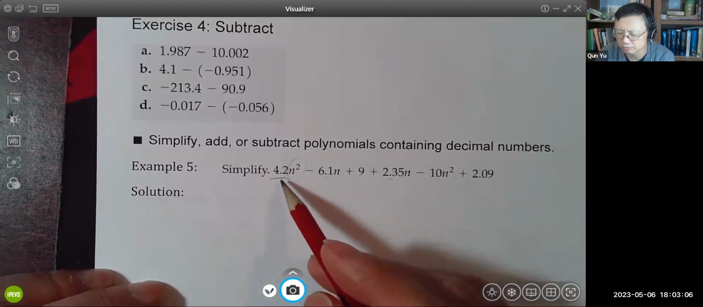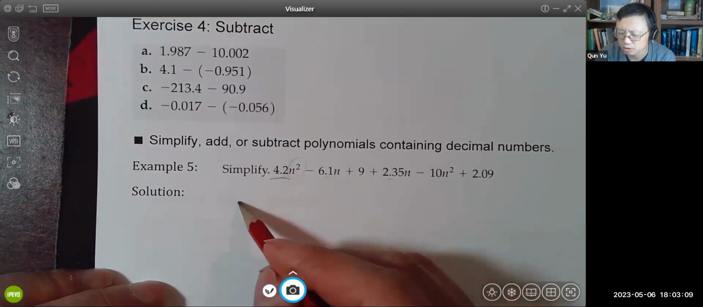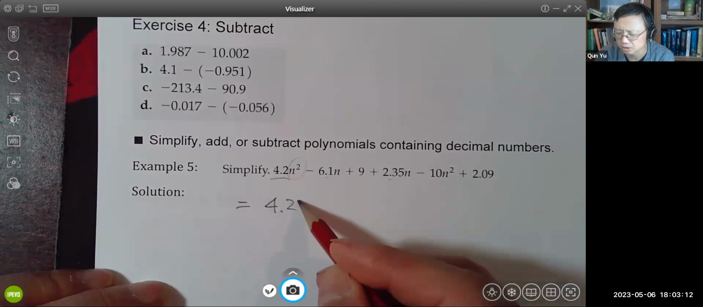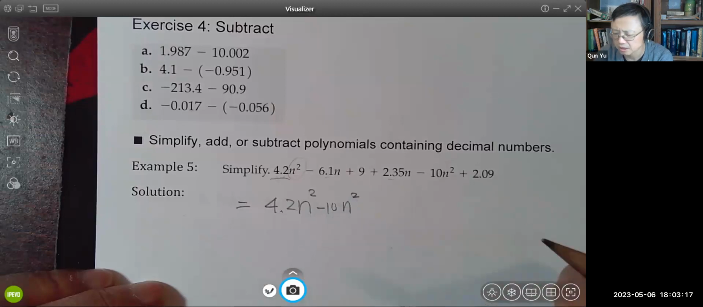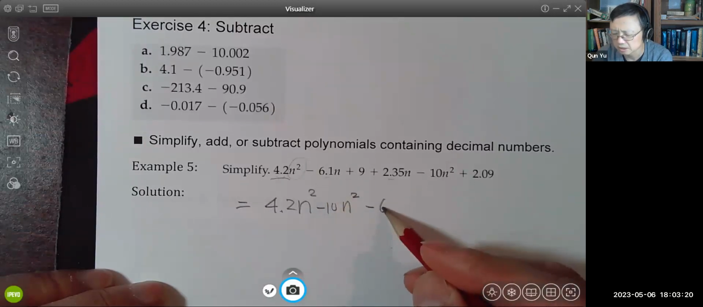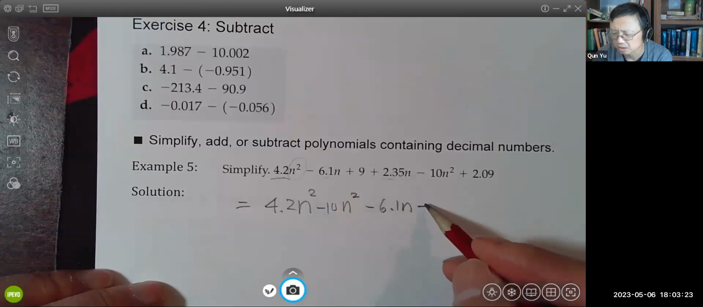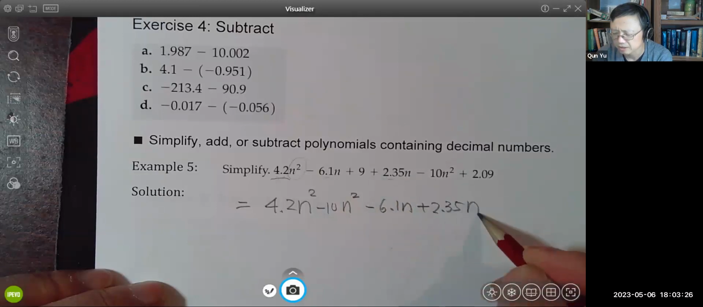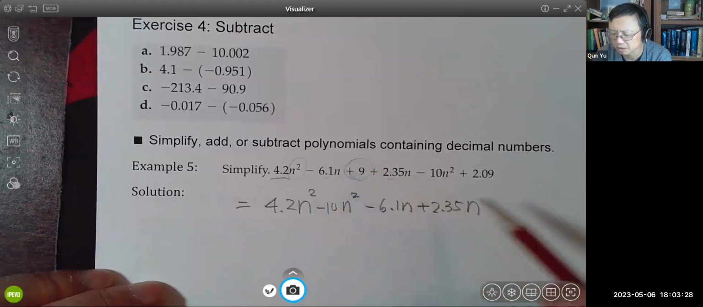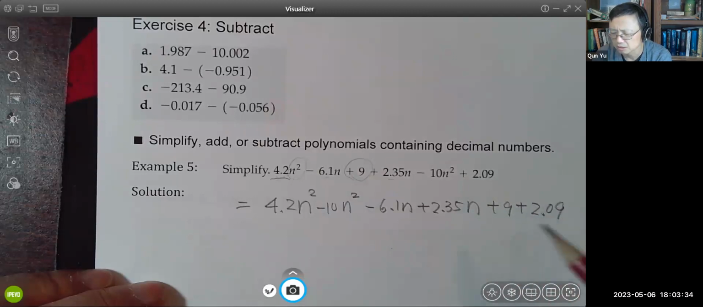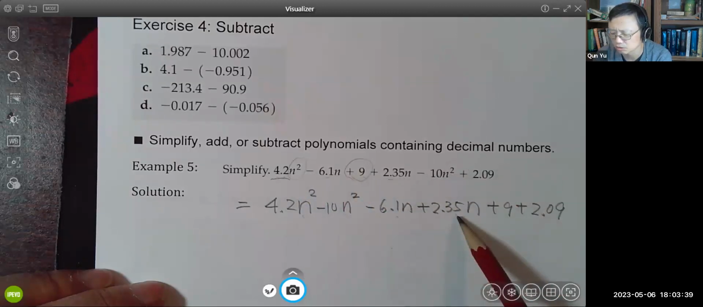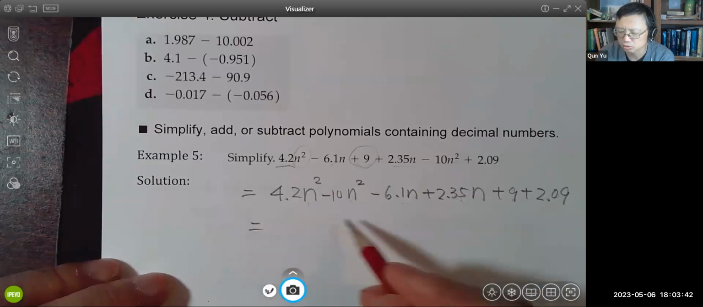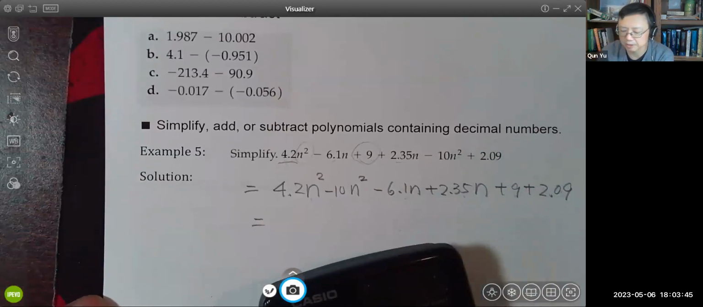So basically, this is the 4.2. Let me rearrange this so that you can see that 4.2 n squared. And this is a minus 10 n squared. The next one, we're going to have n terms, minus 6.1 n plus 2.35 n. Then we have constant numbers, which is positive 9, so plus 9, all positive, 2.09. Let me confirm we have 6 terms, 1, 2, 3, 4, 5, 6. Okay, 4.2 minus 10.